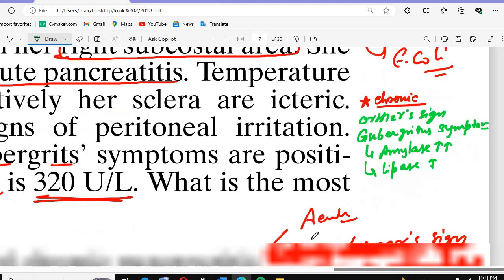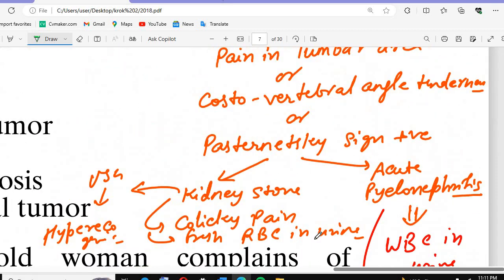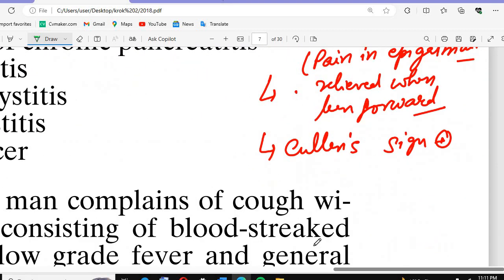If it is the case of pancreatic cancer, remember what will be seen in case of pancreatic cancer? Yes, you are right. Which sign is that?